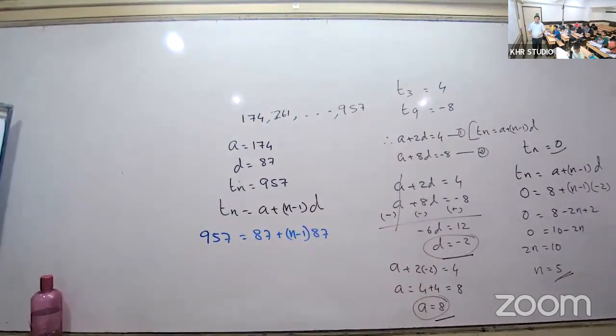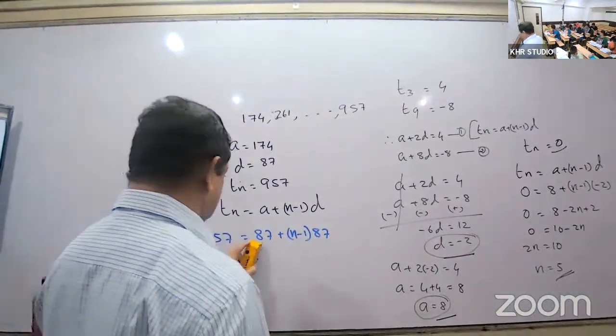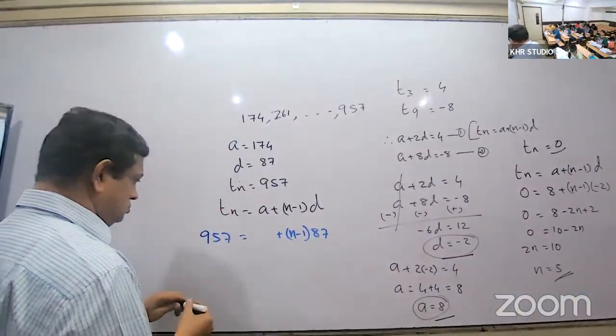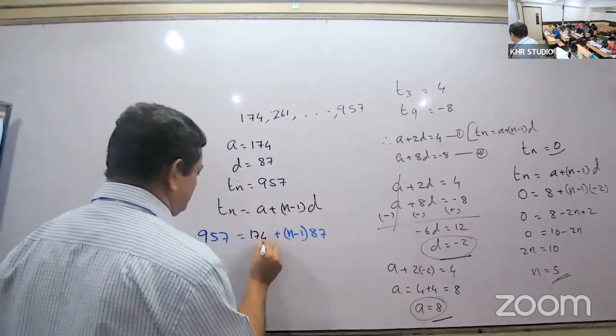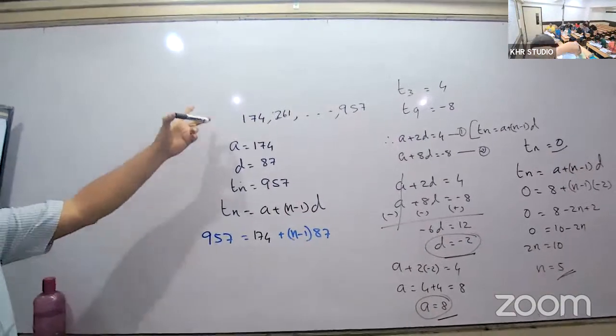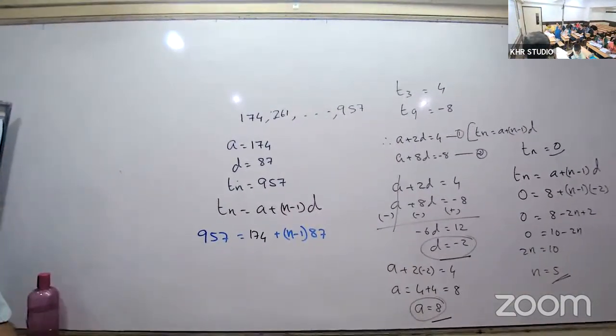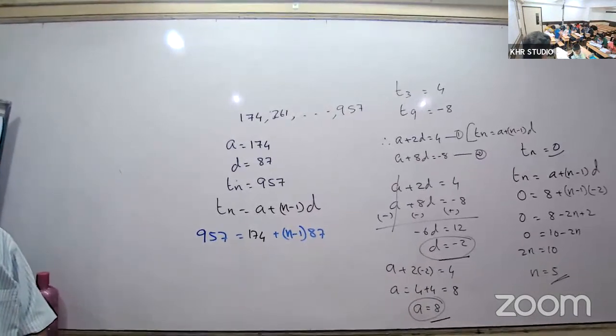A is equal to 87, 174. Sir, they won't ask how 174 and 261 are obtained. A, not required. You write this one. Okay, that's all, you got it now. Yes. Don't make a mistake.